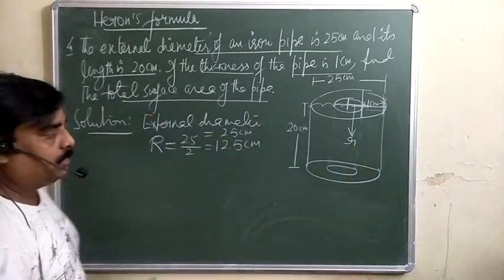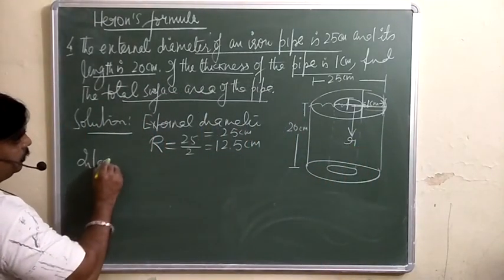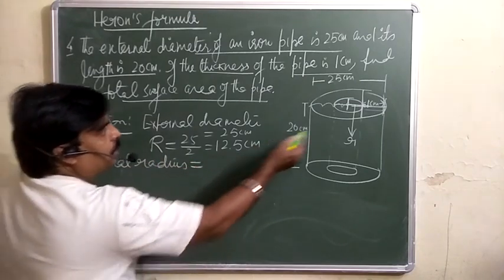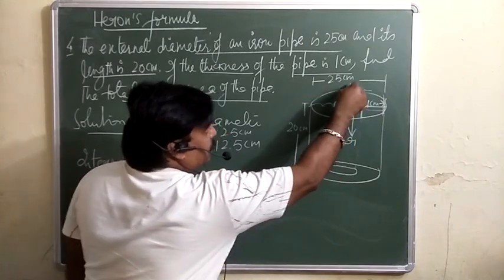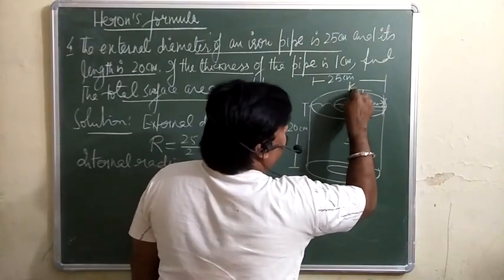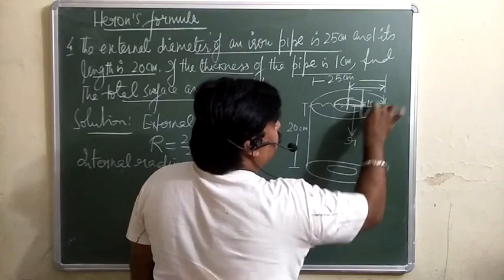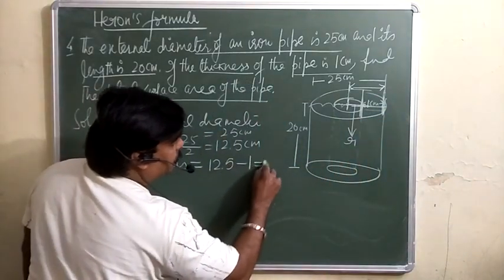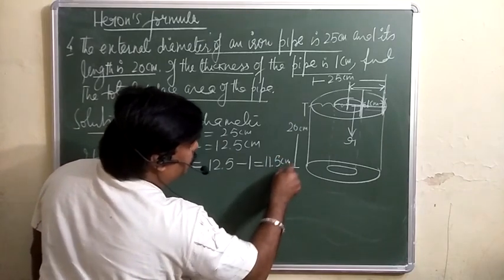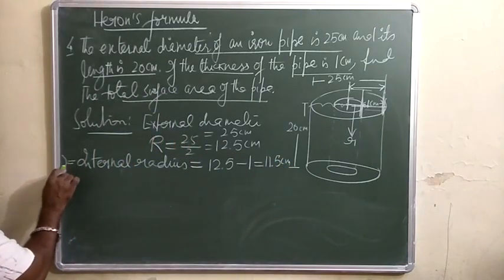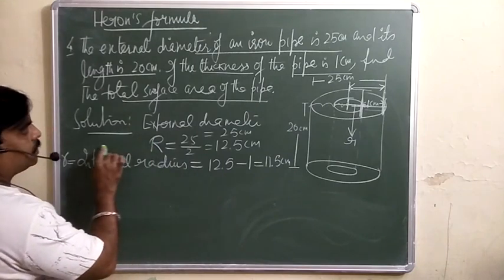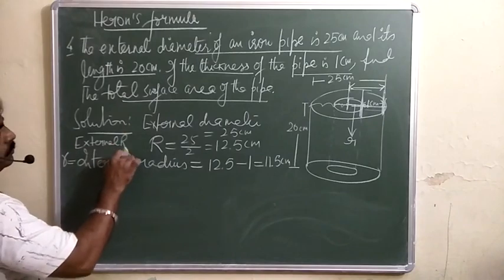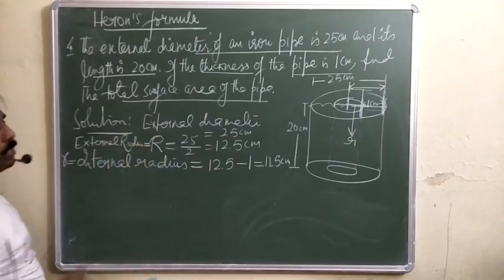Internal radius you can calculate. So internal radius will be equal to what? From this 12.5, because from here to here is 12.5, the 1 centimeter thickness is out, so that is 12.5 minus 1, which is 11.5 centimeter. This is your small r, the internal radius. This is your external radius, that is equal to capital R.